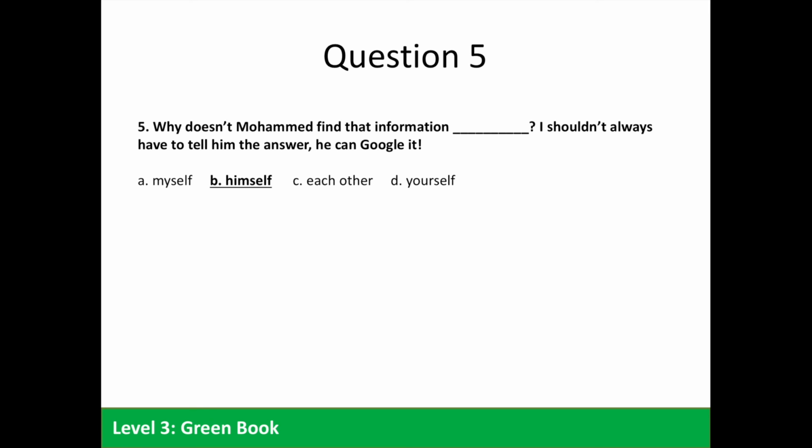Question 5. Why doesn't Mohammed find that information blank? I shouldn't always have to tell him the answer. He can Google it. Again, if we want Mohammed to work alone and do it, we need him to work by himself. So B is the correct answer.